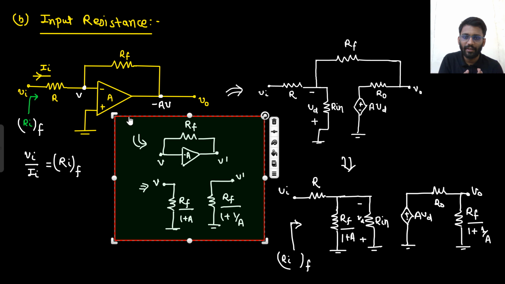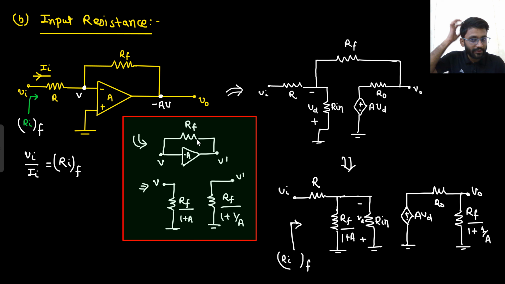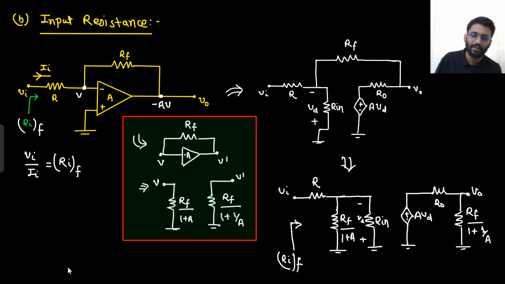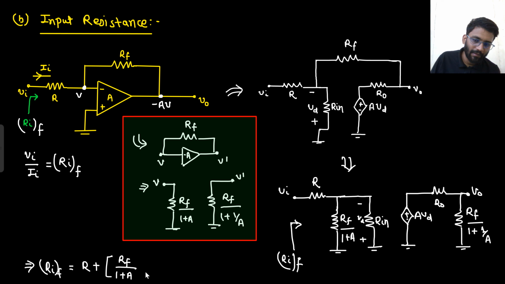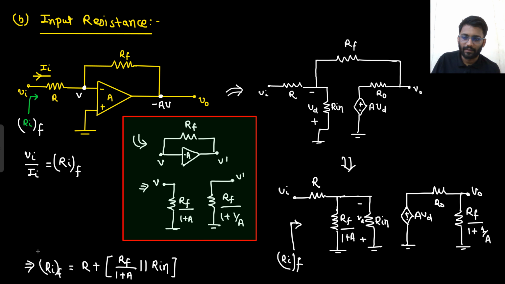So we have applied Miller's theorem here. When we applied Miller's theorem, this RF here was coming out to be RF upon 1 plus A. And in parallel to that there is R in. So what is your R in with feedback? That is R plus RF upon 1 plus A in parallel to R in. This is your final answer.